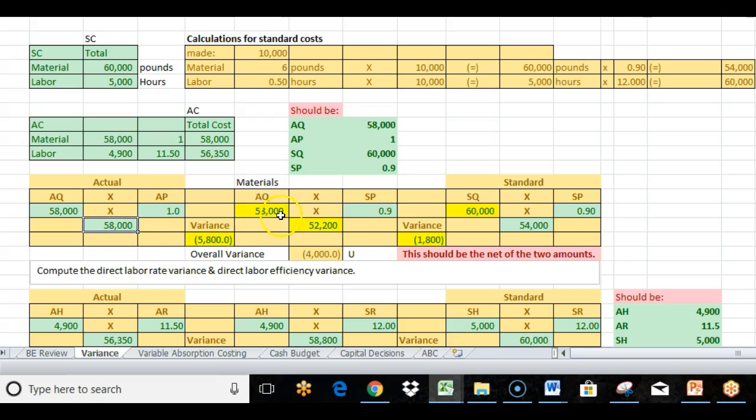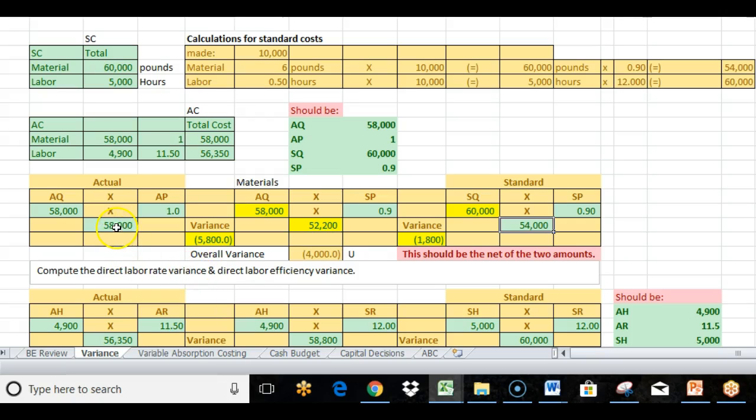For actual quantity, it's 58,000 times the standard price, which is 90 cents, equals 52,200. And then for the standard cost, it should be 60,000 times 90 cents, or 54,000. So these are your actual cost and your standard cost, what it should be. Now we can calculate the variances in between.